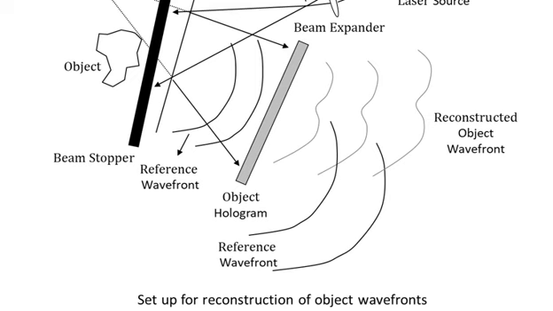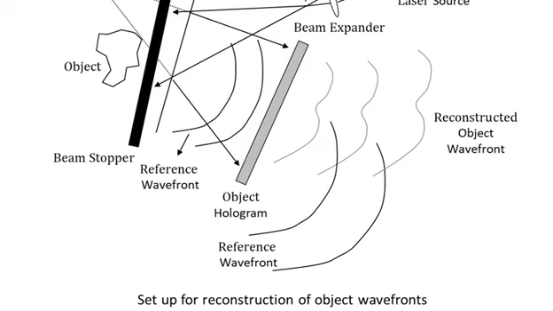It means that if you place your eye in the path of the object wave and then look through the hologram, you would be able to see the object as if the original object is placed. But you know that there is a beam stopper on the path, you cannot see the original object, but these reconstructed object wavefronts would provide you a means to perceive as if the object is originally placed.